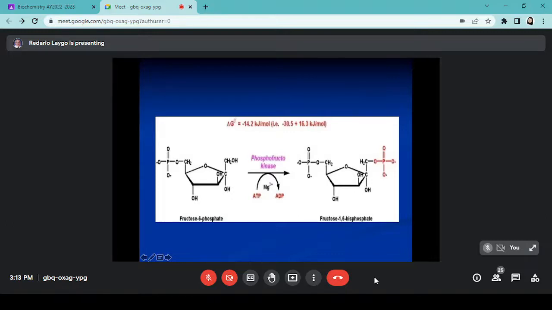Okay? Now, in our system, you might ask why? What will happen to that extra? Now, our system's reactions are not that very efficient. Usually, the extra energy is liberated as heat.